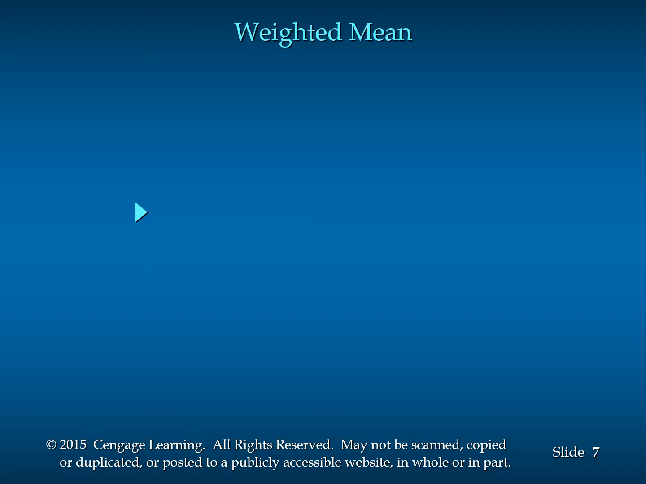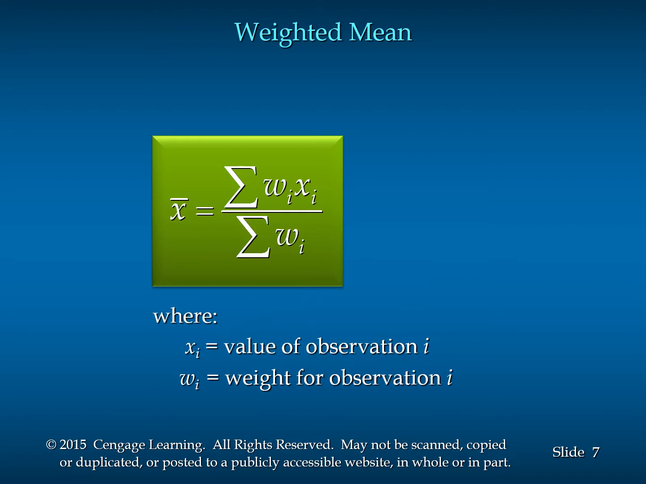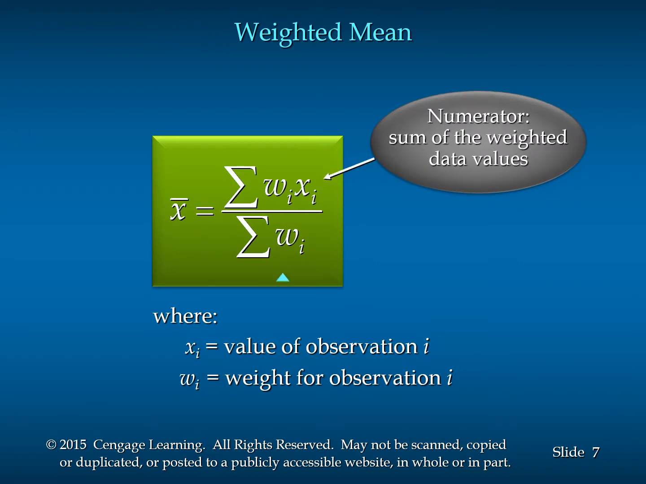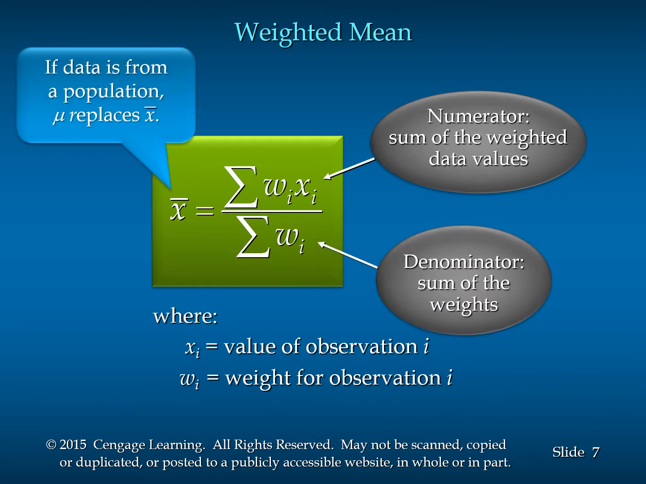A weighted mean. This is used when our data set not only includes the X values, but also some weighting or measure of importance of the X values. For example, we can use the weighted mean to calculate your grade point average. The formula for the weighted mean, again designated as X bar, would be the sum of all of the weighted data values. In other words, each data point times its weighting, summed up, and divided by the sum of all of the weights.